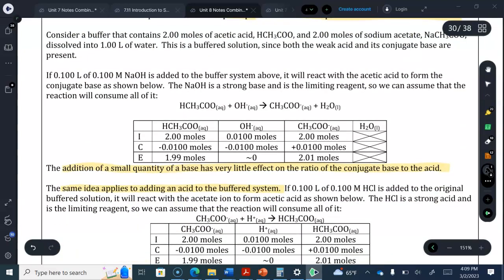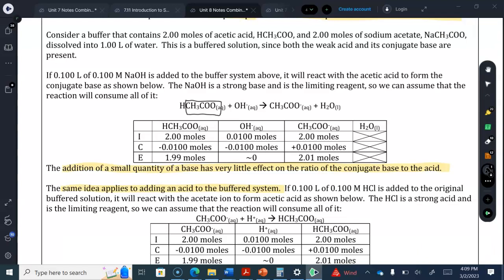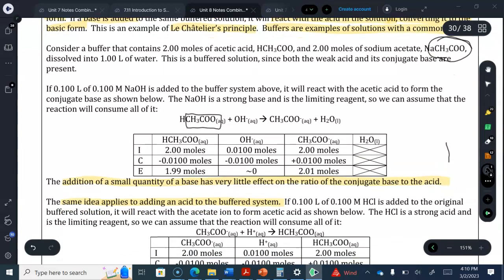Okay, consider a buffer that contains 2 moles of acetic acid. In this case, the buffer is going to be acetic acid and its conjugate base, acetate, so something like sodium acetate, because sodium is always soluble. So doing a buffer with acetic acid and sodium acetate, you have your acid and its conjugate base, which is the acetate ion. Those two will create a buffer system because we have something to donate protons and something to accept protons. And they both only differ from each other by a hydrogen atom.